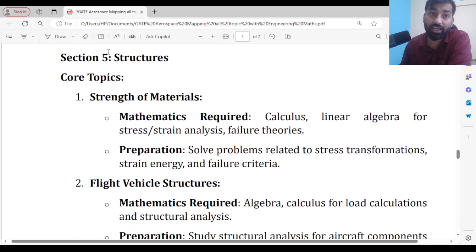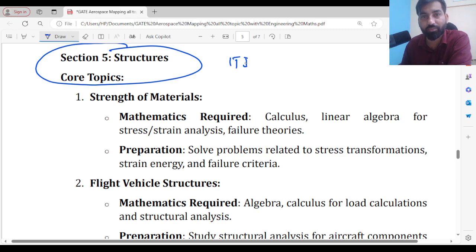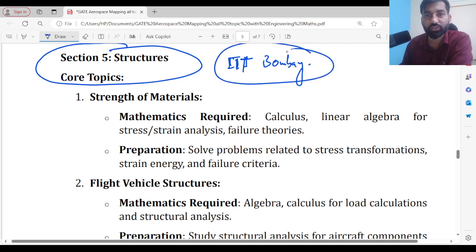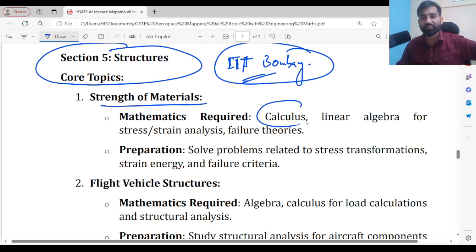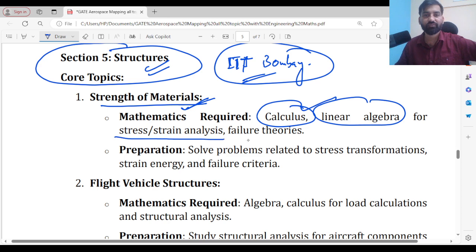Now there are students, in structures, who are studying at IIT Bombay. Those I have taught, and they are enjoying because they are good at maths. So strength of material. If you want to start structures, like a core subject, you have to be good at strength of material. To strengthen this subject, you need to be good at calculus, linear algebra, stress strain, failure theories.